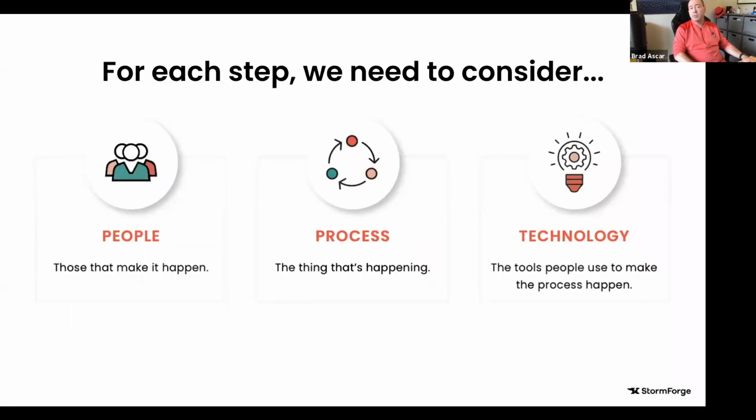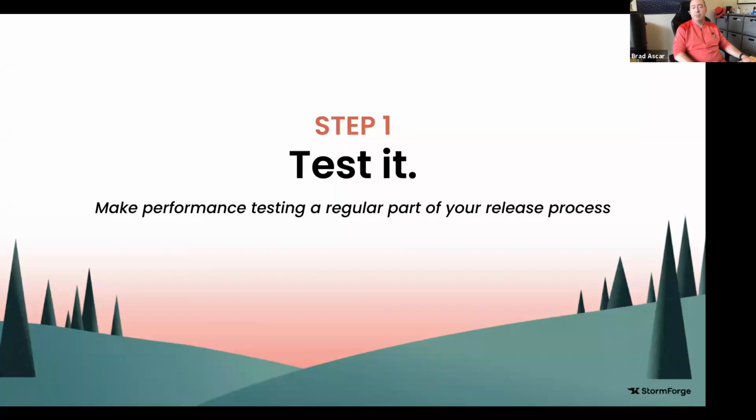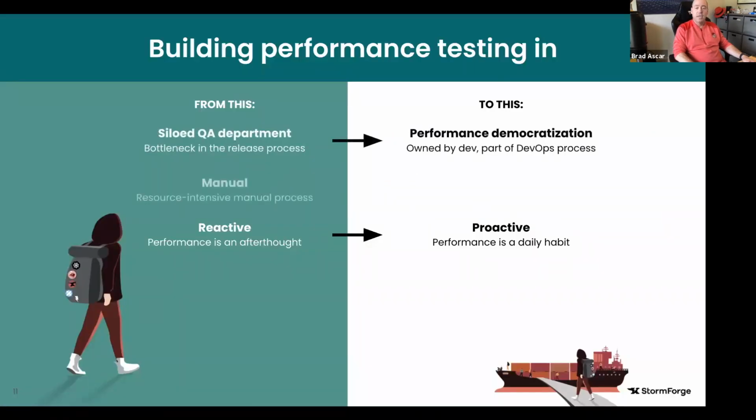For each one of those steps, we need to consider the people that make that happen, the processes that make that happen, and the technology that's necessary for it, and the changes that you possibly need in your technology. So step 1, make performance testing a regular part of your release process. That's the way you move to more agile. Everybody's starting to go to CI/CD. You might have been doing it for a long time, and that is a huge improvement over where we were before, but it's only allowing you to do things up to a point.